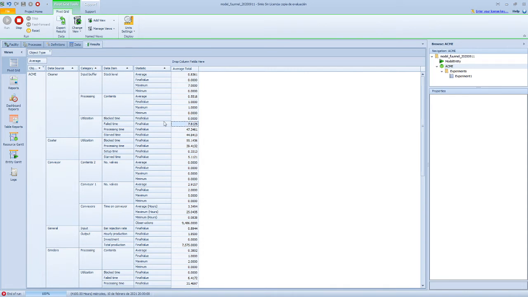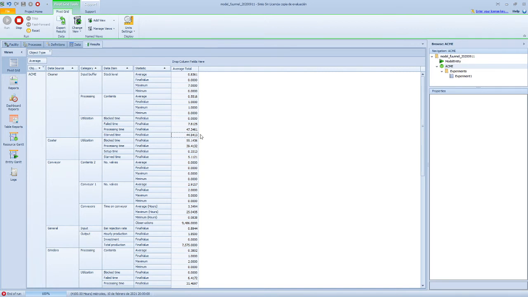This is the fail time. Almost 8% of the time the cleaner was failed. That meant that it was either broken down or waiting to be repaired. 40% of the time was processing, and 44% was stopped. Stopped means that it was waiting. It was available, so it was in a ready state, and if it had valves to clean, it would have been able to do it.